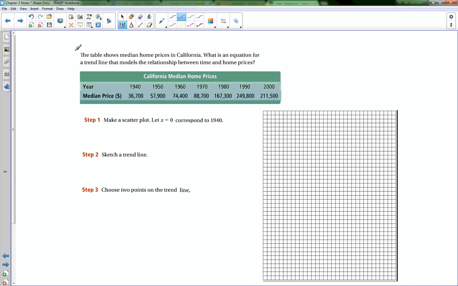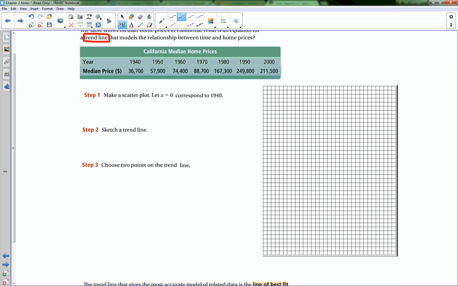Next. The table shows the median home prices in California. What is an equation for a trend line that models the relationship between time and home prices? So this is how to make a trend line. So go ahead right here, either in your margin or somewhere mega important, put trend line, because these are the 3 steps to making a trend line. Okay, so the first thing we're going to do is make a scatter plot. 0 is going to be 1940. So go ahead and pause the video and make your scatter plot.